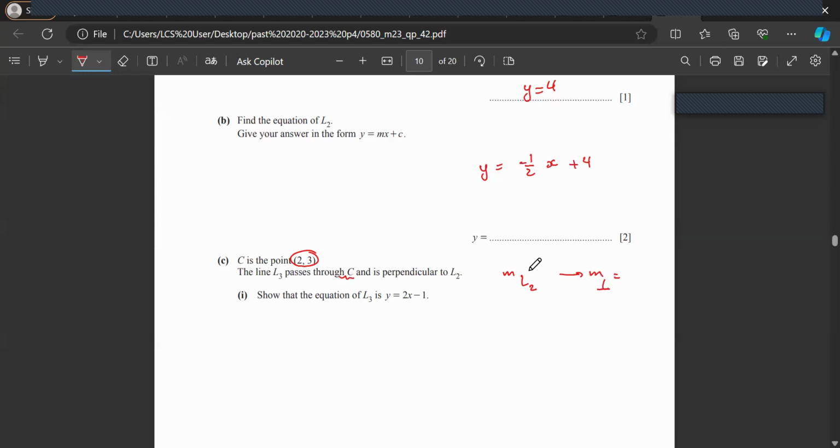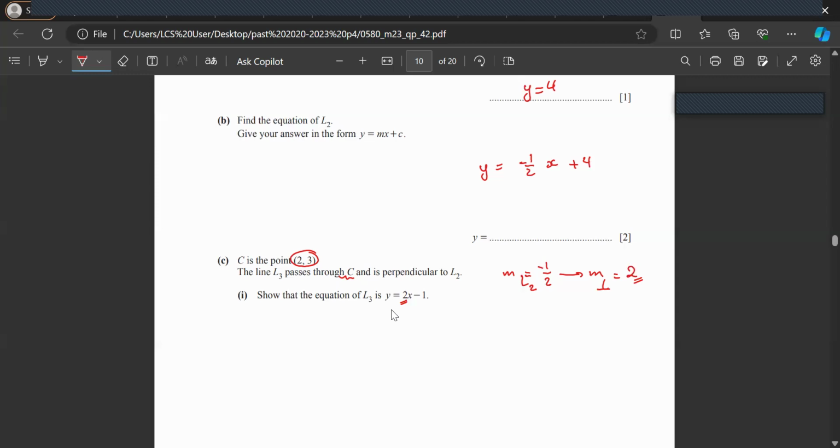Okay? Look here, what is the gradient of L2? Negative half. How do we get the perpendicular gradient? Flip and switch. It was negative half, so it will be what? 2. Look here, it should be 2. If you got another number, that means you did the previous question wrong.